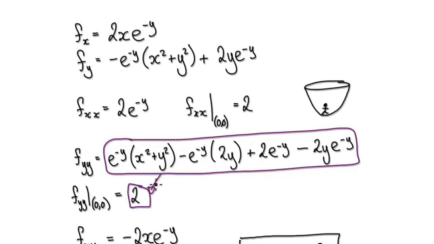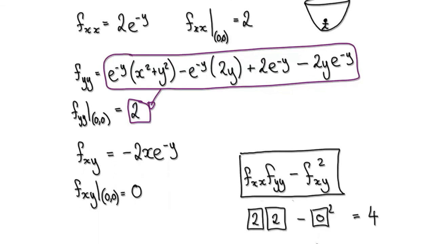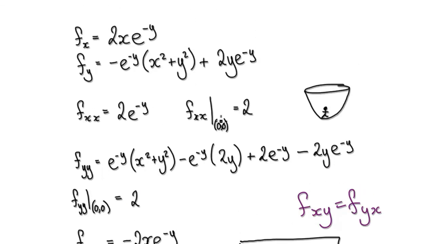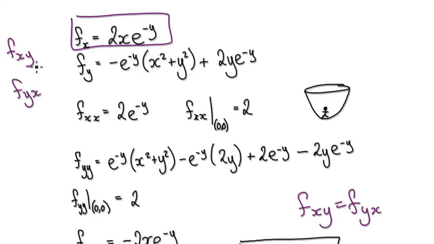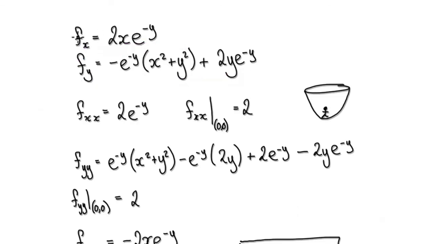Okay, and we need to work out f_xy. Remember, f_xy is the same as f_yx. We've done this before. So looking at this, hang on, going back to here, you've got to work out f_xy or f_yx. They're both the same. Do you want to differentiate this with respect to y, or do you want to differentiate this with respect to x? Choose the easiest of the two. It turns out that this is easier.